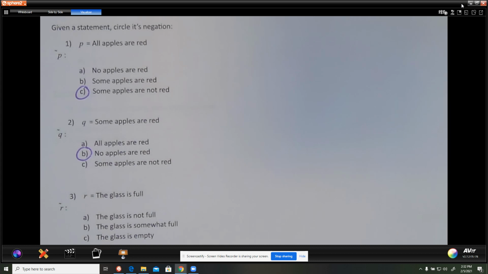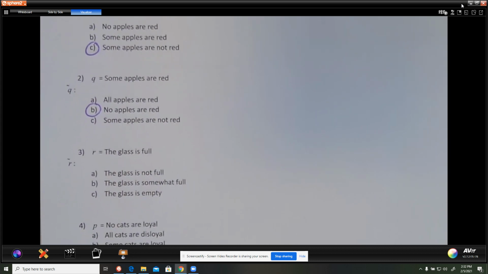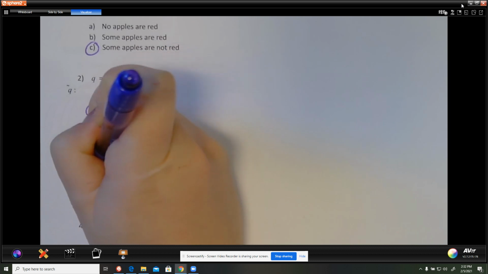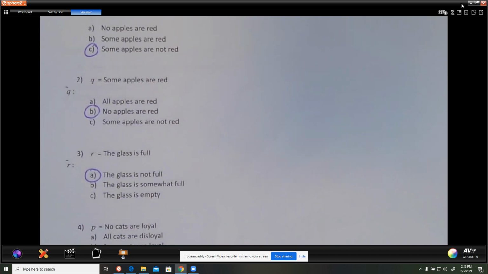Then the glass is full. Okay, so the negation of that could be the glass is not full. And honestly, the glass is empty is like the same, but it's all in the language of it. So inserting a different word might not be the best goal here if we're talking about logic and how we'll apply this to math. So that's why it's not C, it's A.